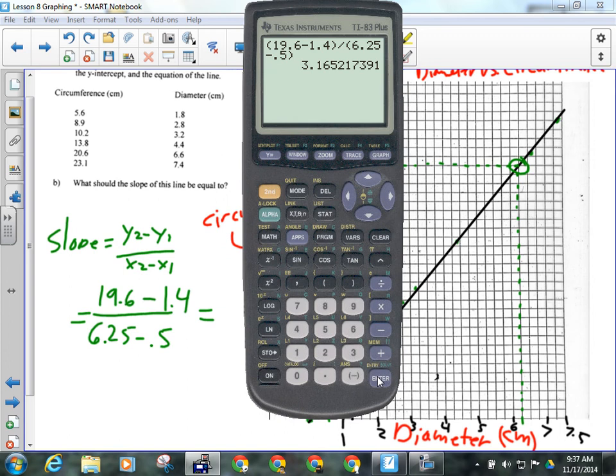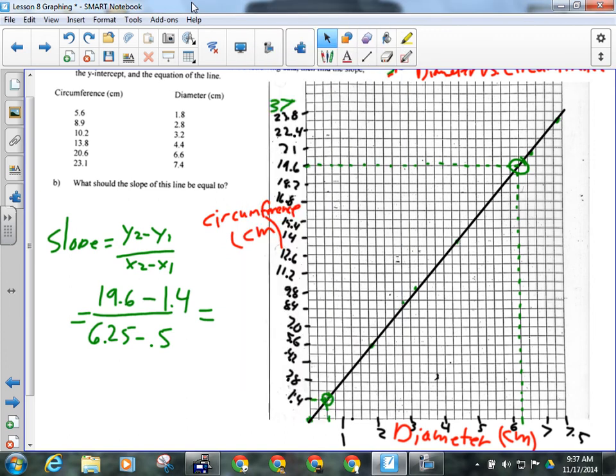All right, so we got 3.17. It's not great, but it's close. Everybody with me there?